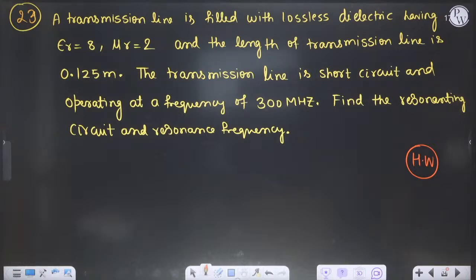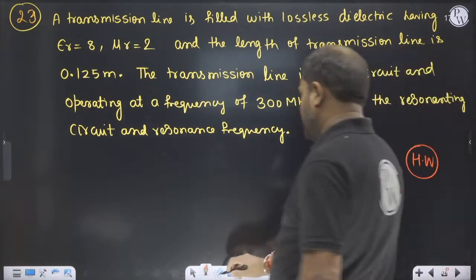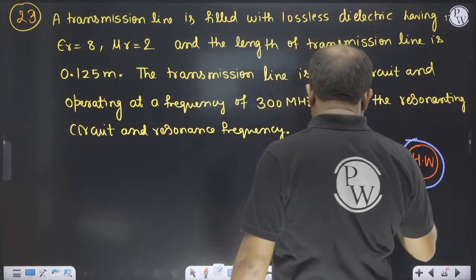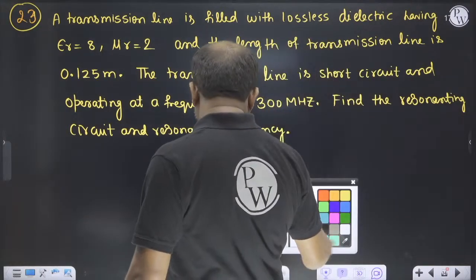This is the question they have asked. A transmission line is filled with lossless dielectric having epsilon r 8, mu r 2. The length of the transmission line is given. The transmission line is short circuited, and the operating frequency is given. They are asking for the resonant frequency and the resonating circuit. So we have to find out which condition this is, then we will give the resonant frequency.